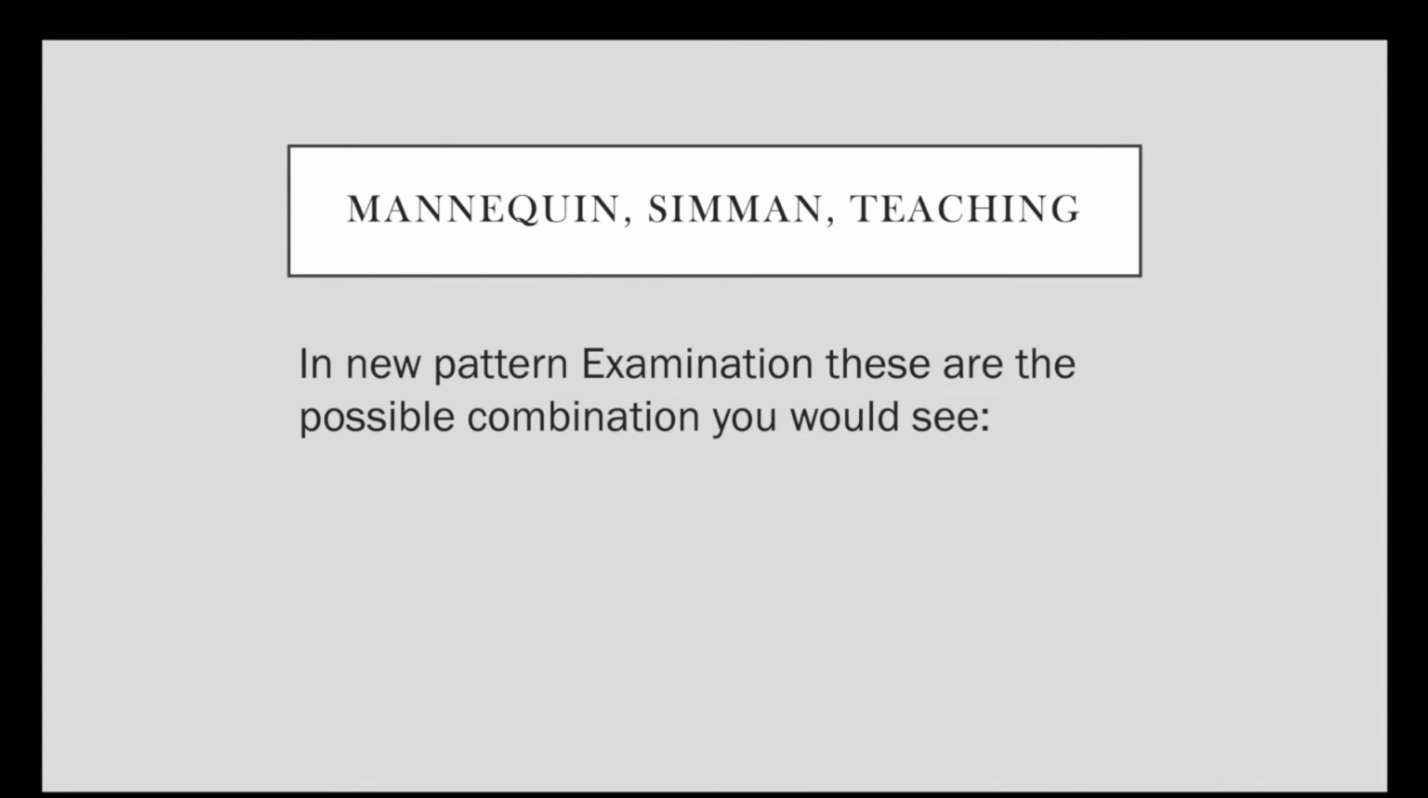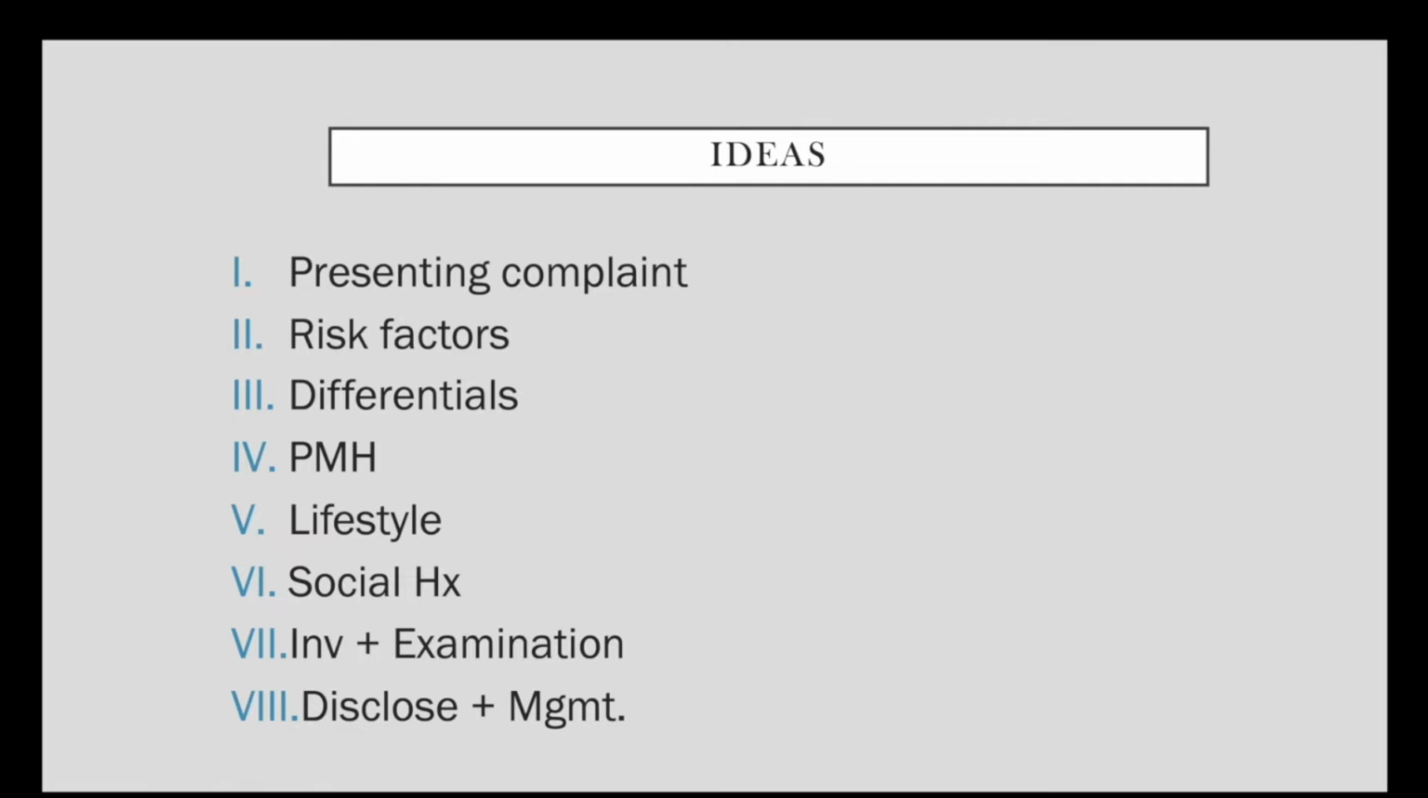Whenever you enter the station, before entering the session, you will have 90 seconds. In those 90 seconds, these are basically the headlines that should be going through your mind, and 2-3 risk factors and 2-3 differentials should be there in your mind when you enter the station. Once you have done this, your history taking becomes very structured, and that will be a boost to your marks in the OSCE scenario.